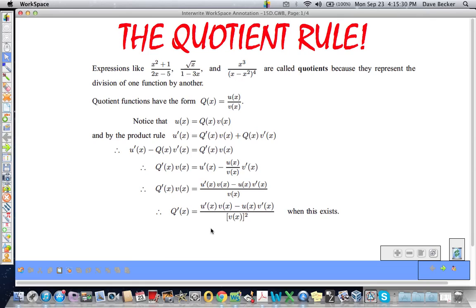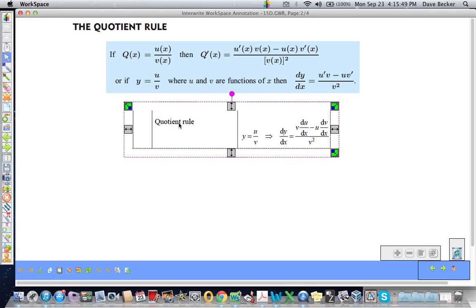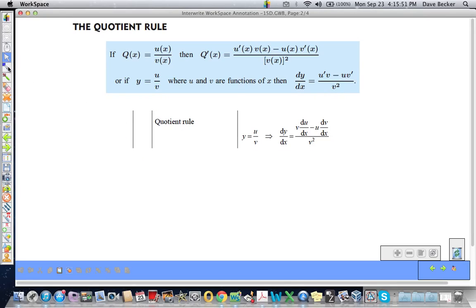It looks complicated, but there's an easy way to, well, not easy, but an easier way to remember it. Okay? So here it is. If q of x equals u of x over v of x, then its derivative is equal to, again, I don't like the way that they have written this. I will show you how I like to think of it. I would rather have them say v du minus u dv.